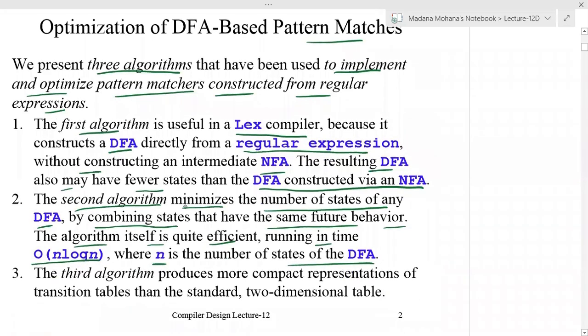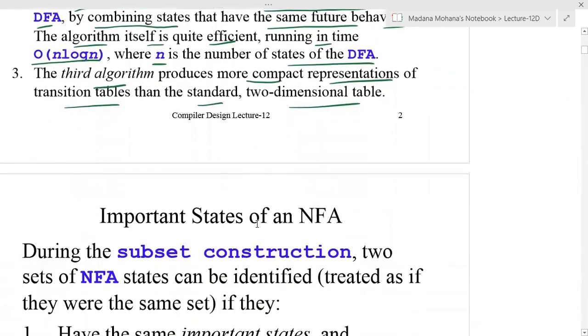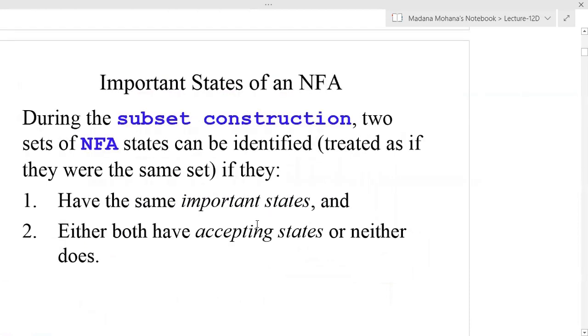Then lastly, the third algorithm produces more compact representations of transition tables than the standard two-dimensional table. Here we trade space for time in the DFA. So here, we see how to represent the transition table using data structures other than the two-dimensional table format. These are the three algorithms we are going to use for their respective purposes in the optimization of DFA-based pattern matchers.